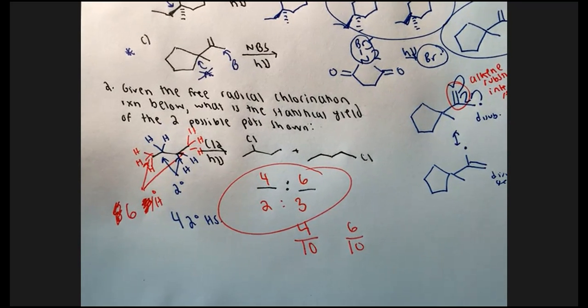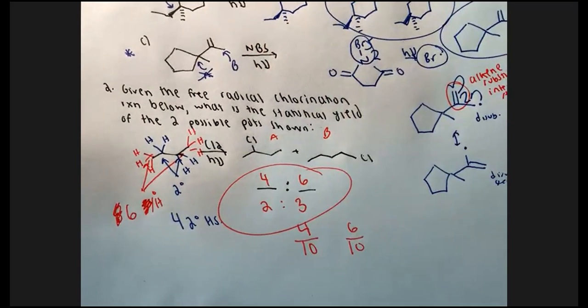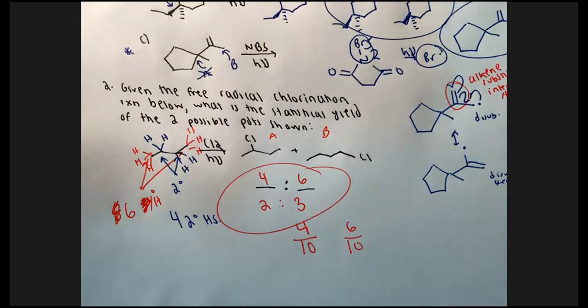Now, if you had to choose between product A and product B, which one would contribute to a higher percentage of the product mixture? What would it be? A or B? Okay, so everyone's kind of wrong. It's A, actually. It should be A.